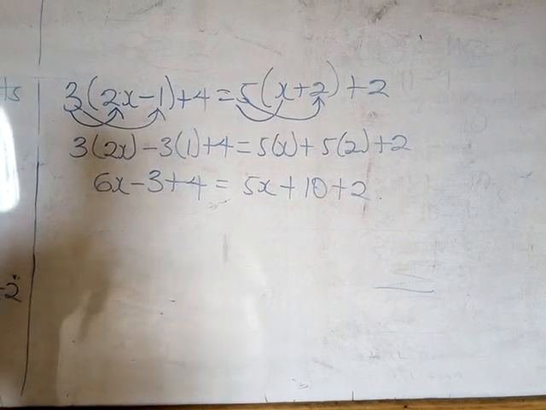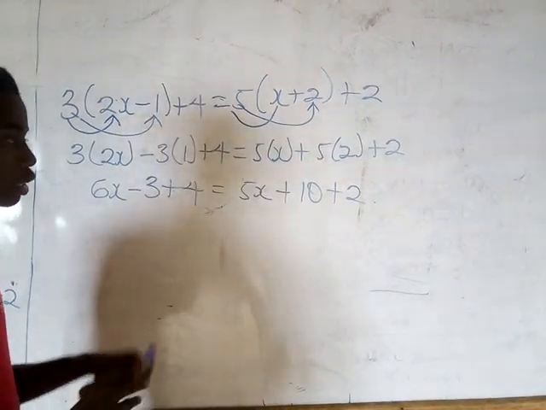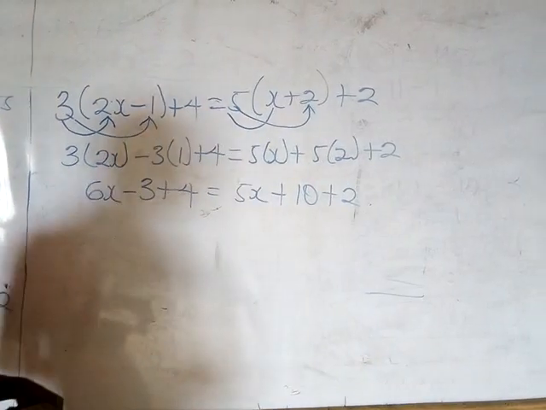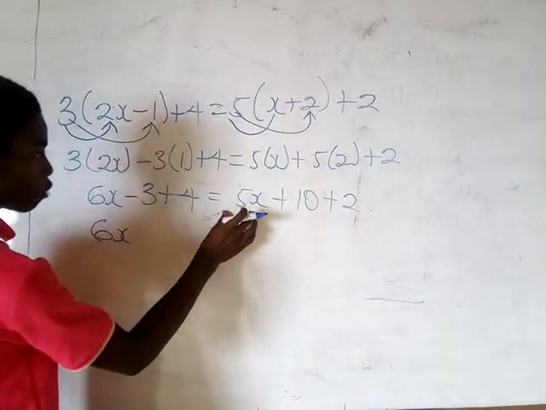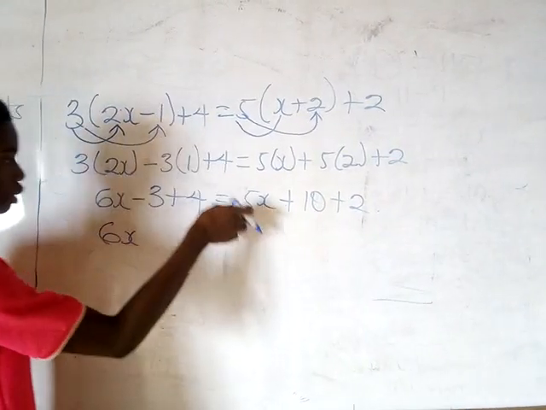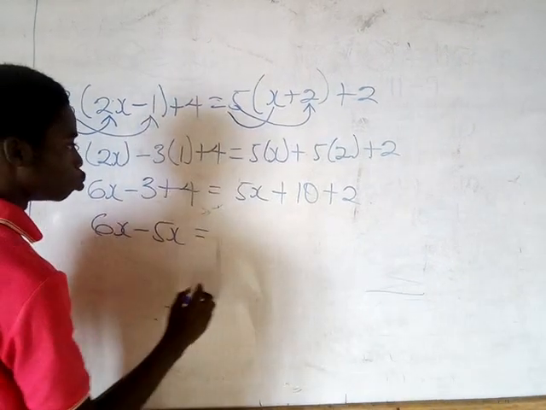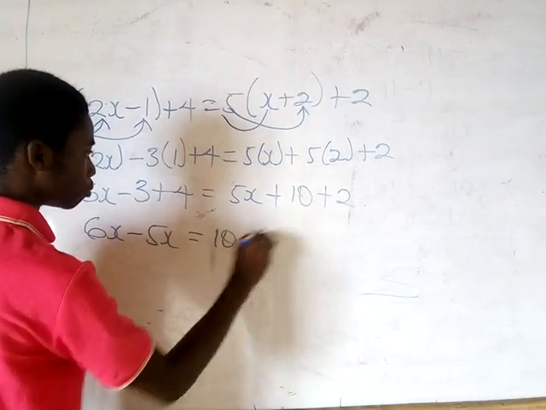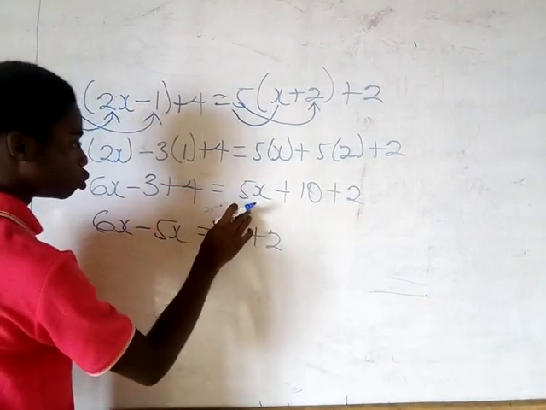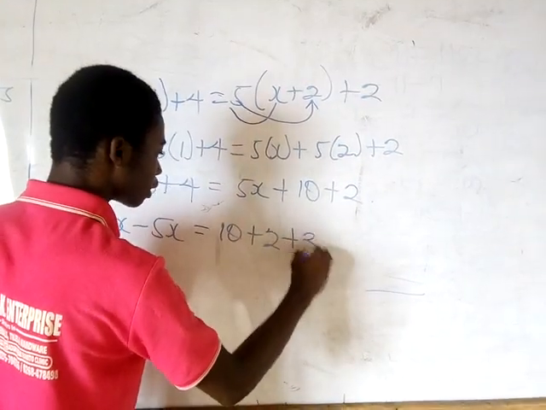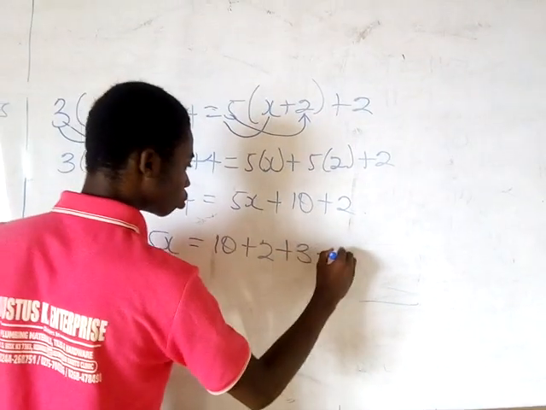So in here you are going to group like terms. Bring all those with variables at what? The left side. All those without variables at what? The right side. So here is 6x. You have positive 5x here. Crossing the equal to sign becomes what? Negative 5x. Equal to, we have 10 here, positive 2. And we have negative 3. Crossing the equal to sign becomes what? Positive 3. We have positive 4. Crossing the equal to sign becomes what?